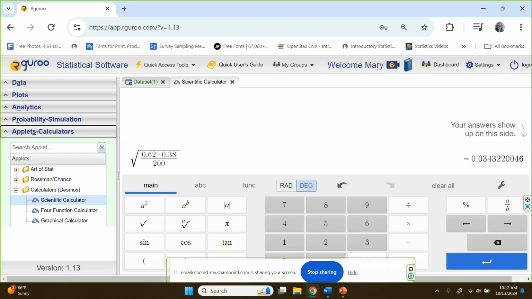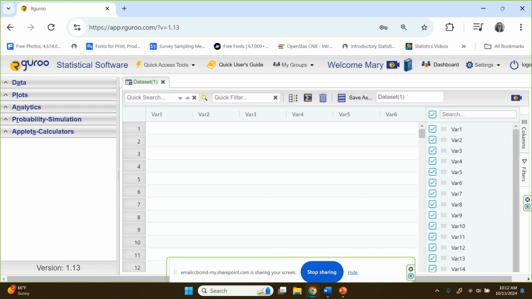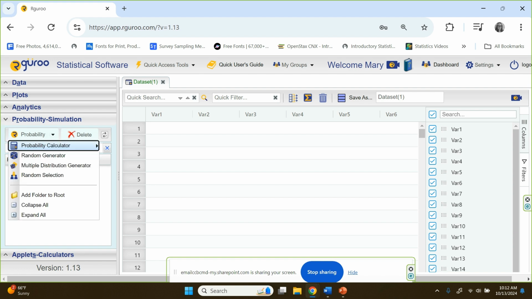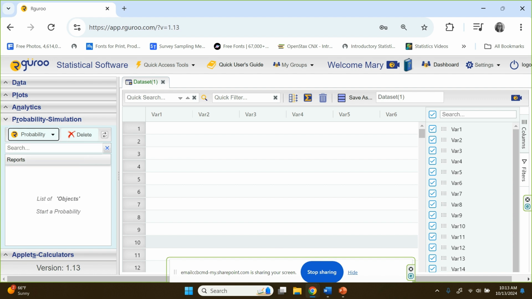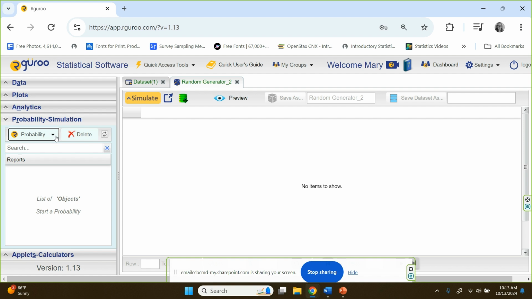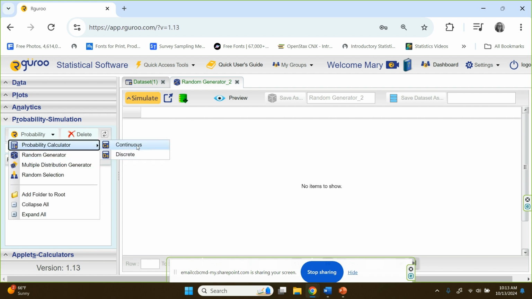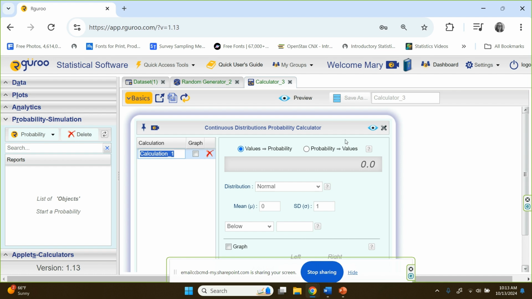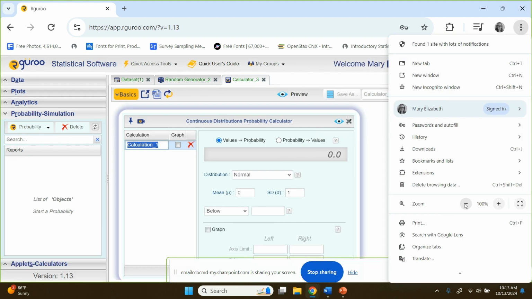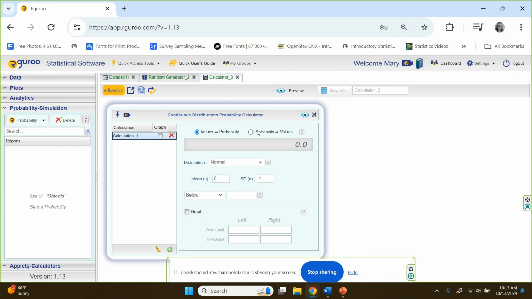So we're going to close up the calculator. Don't need it anymore. We're going to go to probability simulation, where we've been for finding all these neat probability calculators. Oops, I clicked the wrong one. Try that again. Probability, probability calculator, and continuous. We're going to use the normal model to finish this problem out, as you've seen in the lessons. And we just need to fill it out with what it needs. We're going to leave it on values to probability. The default setting is normal.